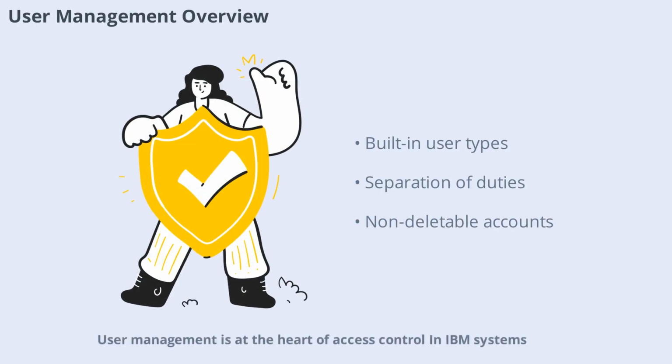User management is at the heart of access control. In IBM systems, there are several built-in user types, such as Executive, admin, and CLI users. Each serves a specific purpose, from maintaining user accounts and roles to performing high-level administrative tasks or running commands via the command line interface. These built-in users cannot be deleted, ensuring that critical management functions are always available. Separating access management duties from other administrative tasks helps maintain security and clarity within your organization.